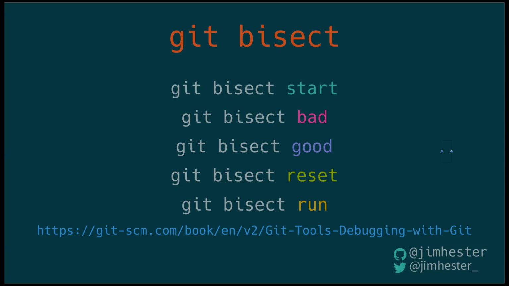I showed this only when I was done with the bisection, but you can actually do the git bisect reset anytime, and it will reset you back to before you started the bisection. And then finally, git bisect run, a tool for automating this iterative search.